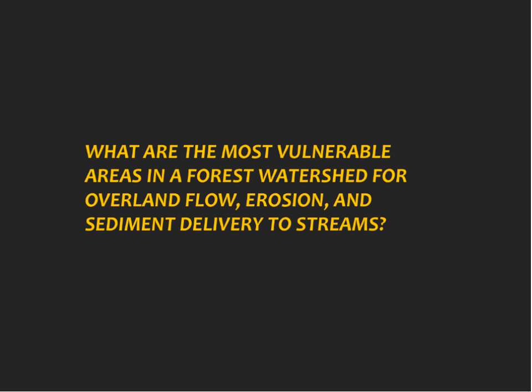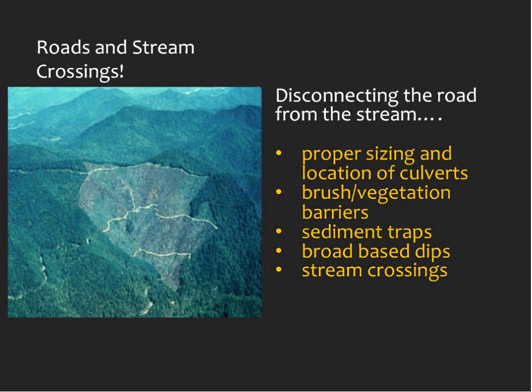Okay, thank you. Well, I kind of gave away the answer, but one of the early questions at Coweta, in a lot of experimental forests, is what causes erosion in combination with forest cutting. And many believed that it was the mere act of cutting the forest itself that was a cause of erosion. And what the science has shown is that the real critical areas for erosion and sedimentation are the roads and the stream crossings in watersheds. And so best management practices that protect or disconnect the road from the stream, through proper sizing and location of culverts, proper and complete brush and vegetation barriers, things like sediment traps, broad-based dips, and close attention to stream crossings, are really critical for disconnecting the road from the stream.